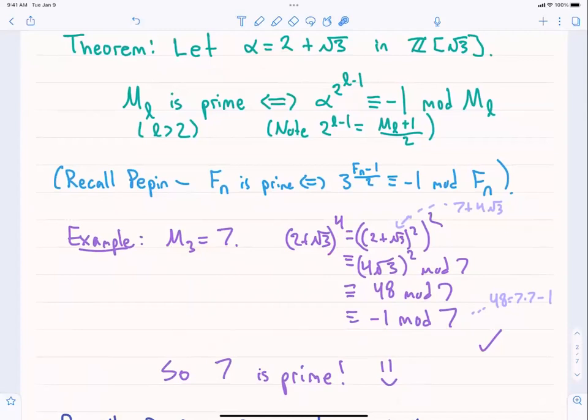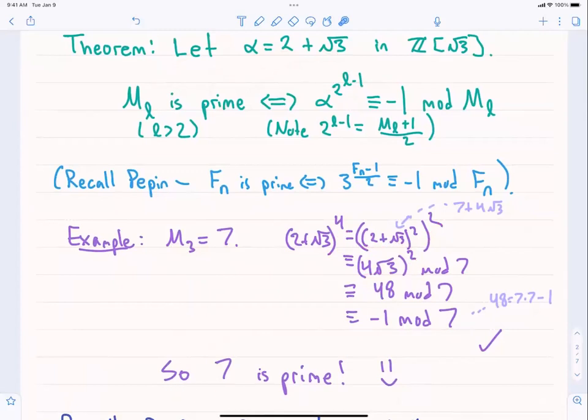I just take 2 plus square root of 3 squared, and I square that. So I'm computing this using successive squaring. If I square 2 plus square root of 3, I get 7 plus 4 square root of 3. But remember, I want to work mod 7. So this 7 becomes a 0, and I just get 4 square root of 3. When I square that, I get 48. When I reduce mod 7, indeed, I get minus 1, because 48 is 7 times 7 minus 1. So I do get minus 1. And so this theorem tells you that 7 is a prime number.